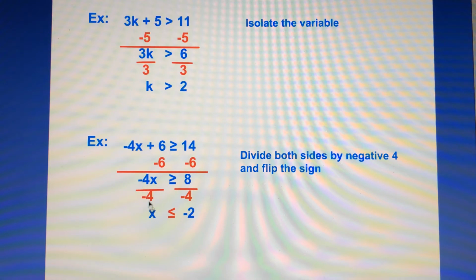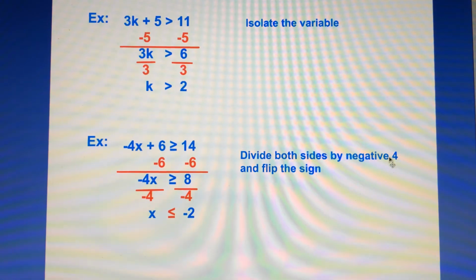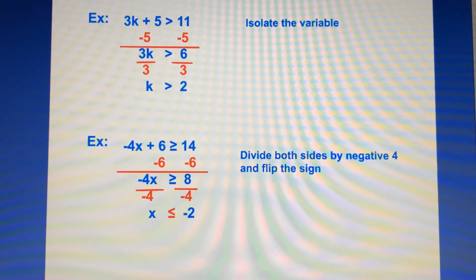Divide by negative 4 and flip the sign. You do it right away. Do not wait to do it. X is less than or equal to negative 2. I would put a solid circle at negative 2 and shade to the left.